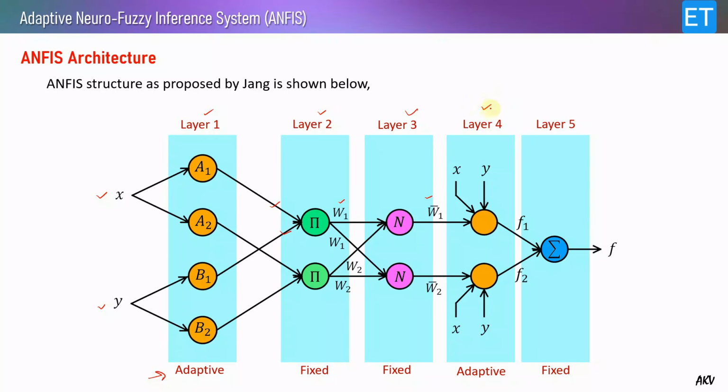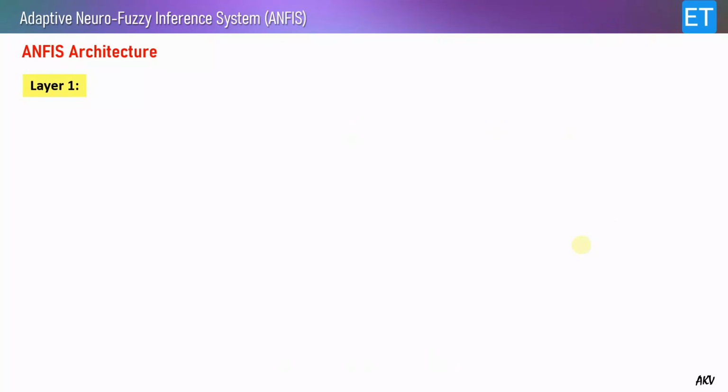Later I will show you how normalization is obtained. And layer 4 is again an adaptive layer. Here the values are updated during the training. And in layer 5 we have a single node which is a summation node. So the output F depends simply on the summation of all incoming signals to this node. Now let me explain the function of each layer in detail, one by one. So first, layer 1.